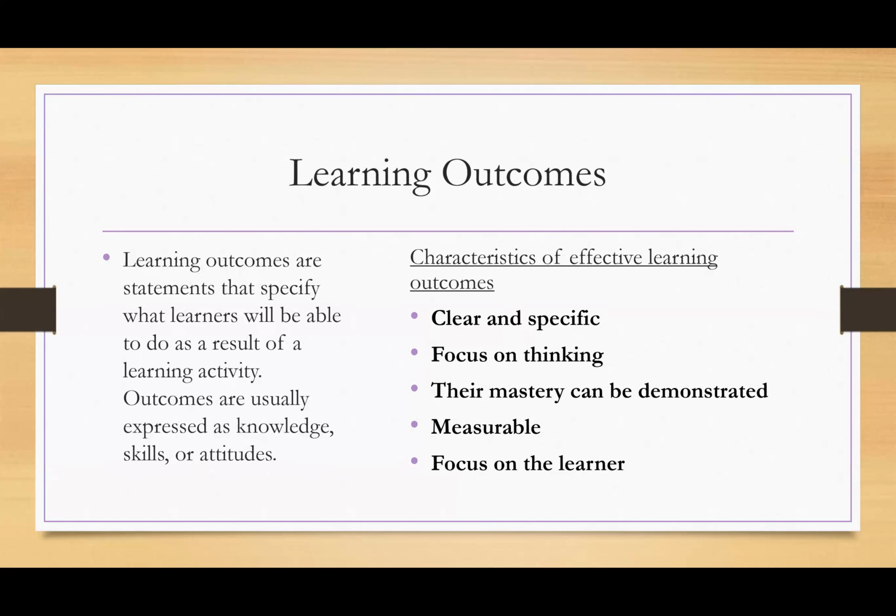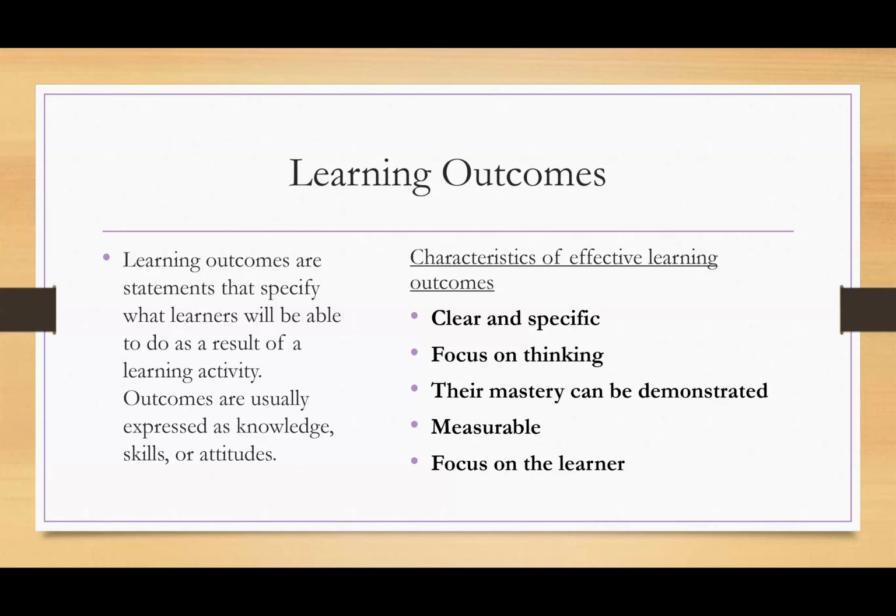Number 2, focus on thinking. When we talk about students thinking, we need to make sure that good learning outcomes describe the intellectual work that students will do. So we might need to ask ourselves the question: does this outcome require students to have knowledge about the specific subject and use that subject in a certain way? What level of cognitive work does this outcome require?